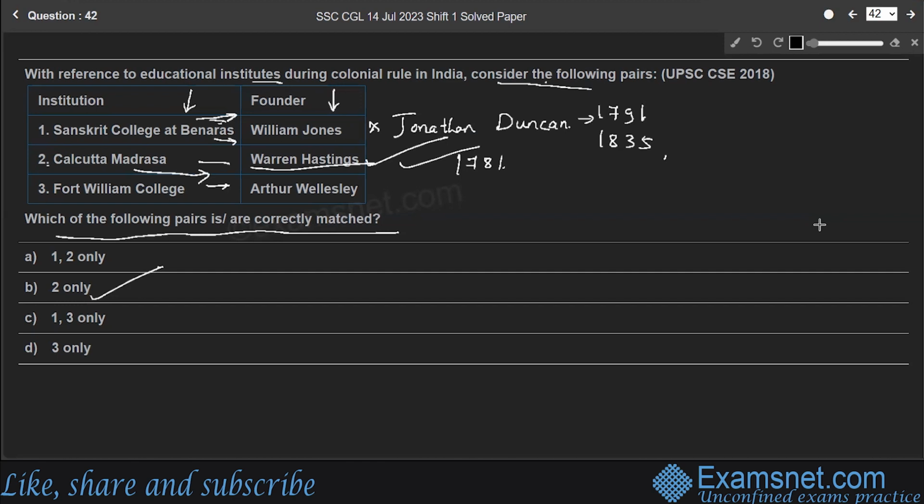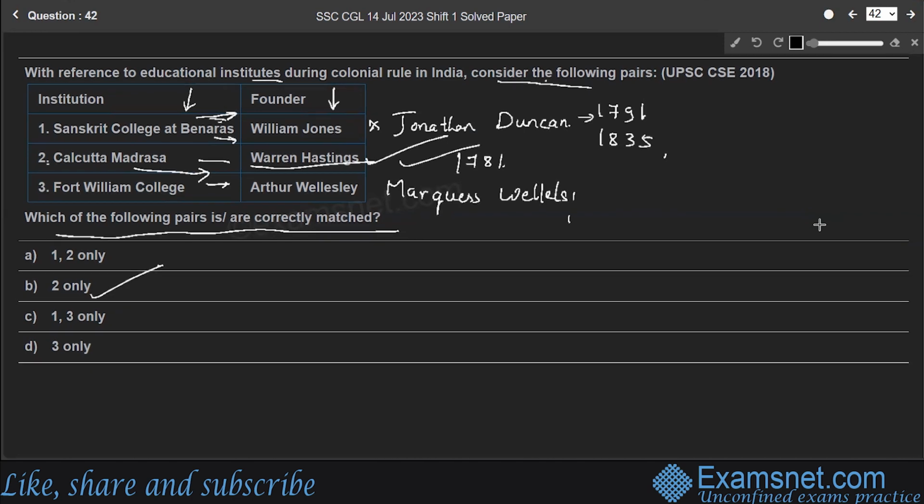Whereas the third one, Fort William College, it was started by Marcus Wellesley, not Arthur Wellesley. So to train the Indians for the clerical administration posts. Hence, third pair is incorrect. Third pair is incorrect. Only the second pair is correct. Hence, option B is the right answer.